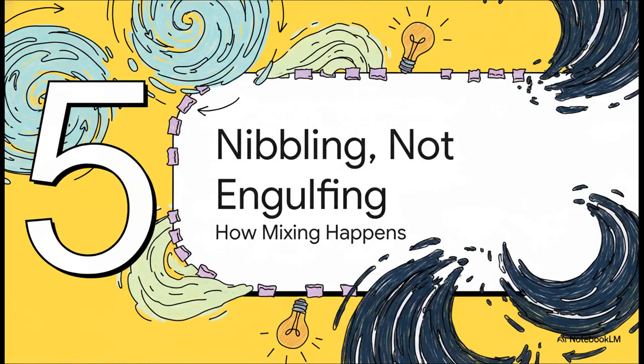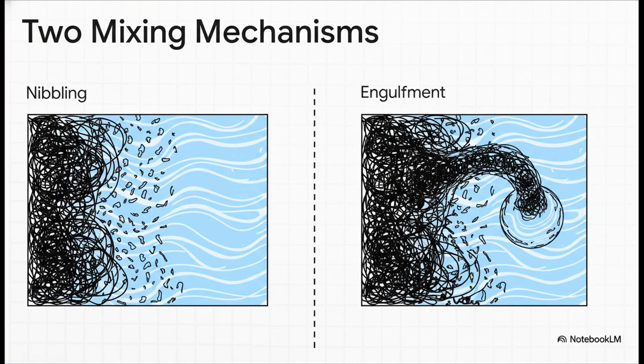Okay, so we've got these battling vortices at the boundary, but how does the calm fluid actually cross over? For a long time, scientists have debated two main ideas. The first one is called nibbling. Just picture the turbulent area slowly dissolving the calm fluid right at the boundary. It's this continuous, gradual process.